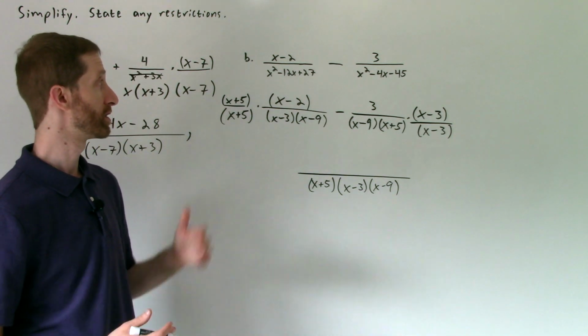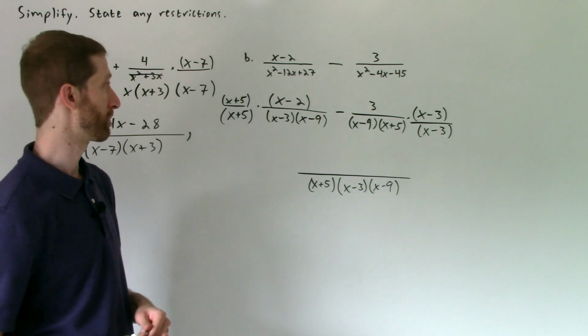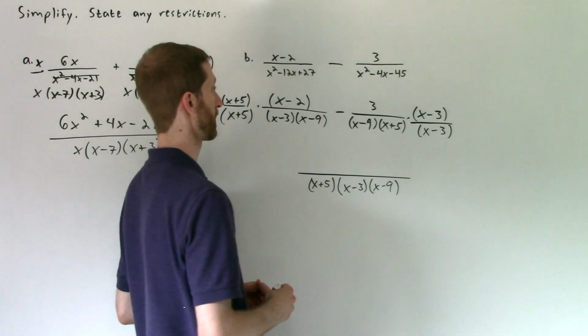By using my questioning technique, you will end up with a common denominator every time: what factors does one have that the other one doesn't, and vice versa, and then make it so they have the same lowest common denominator.